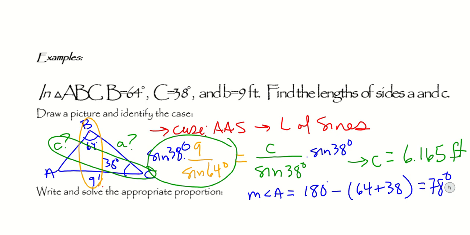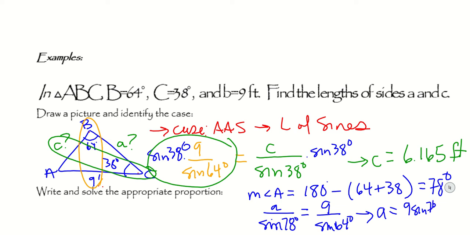So for me to solve for A, I'm going to say side A, which I don't know, over the sine of angle A, which is 78 degrees, will equal, going back to B, 9 feet over the sine of 64 degrees. I solve for A by multiplying both sides by the sine of 78, and I get A equals 9 times the sine of 78 over the sine of 64. Put that in my calculator, and I get 9.795 feet. And we have used the law of sines to find A and C.